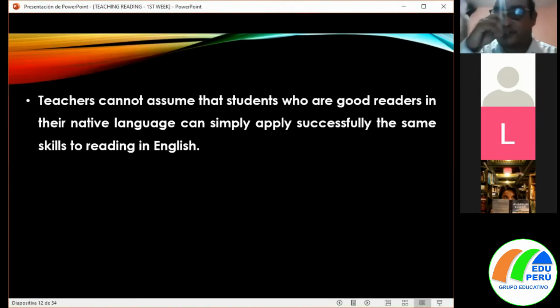Teachers, notice here the important factor of teachers. Teachers cannot assume that students who are good readers in their native language can simply apply successfully the same skills to reading in English. So as I told you before, if we have good literacy in our first language, does it mean that we're going to be good in the second language? Not always. He says, if you are a good reader in your native language, it doesn't mean that you're going to be successful in the second language.